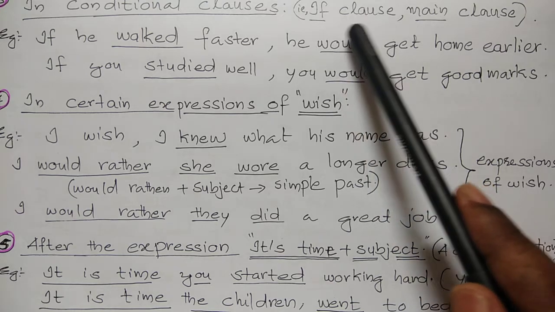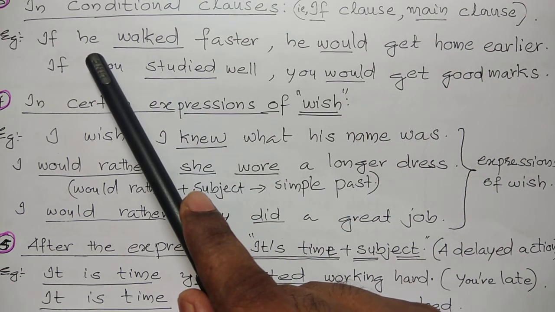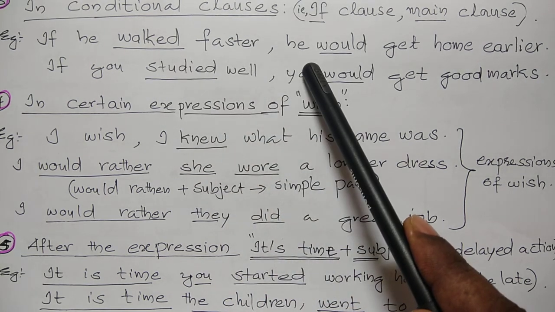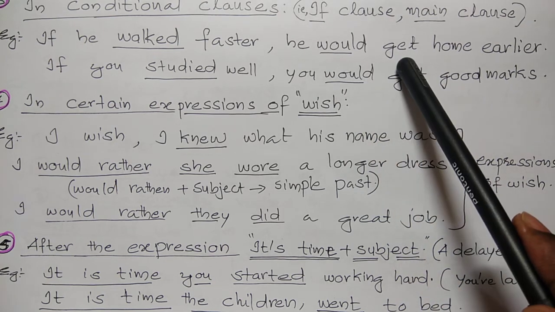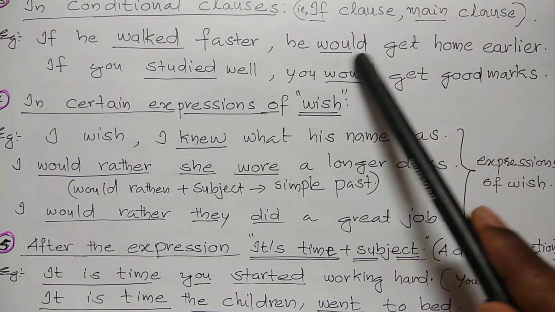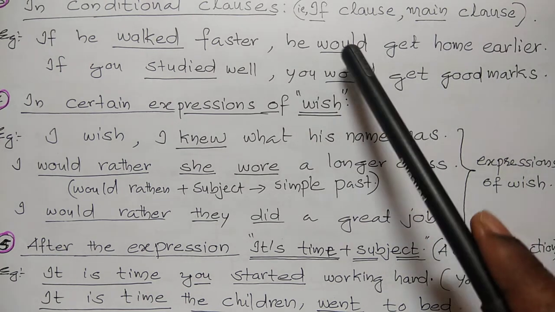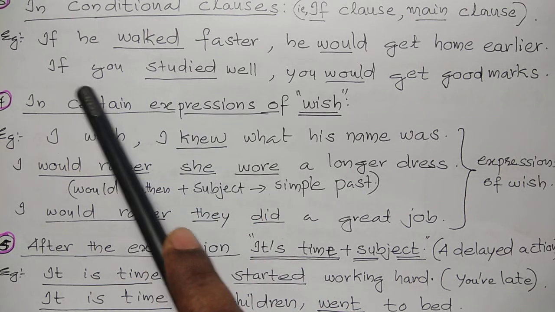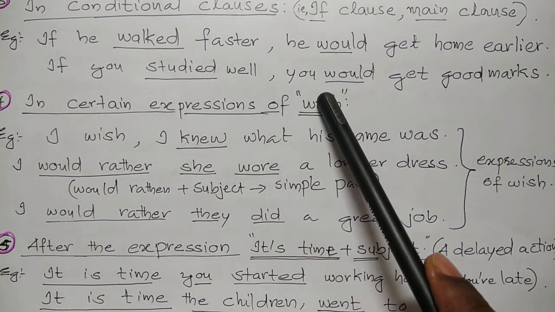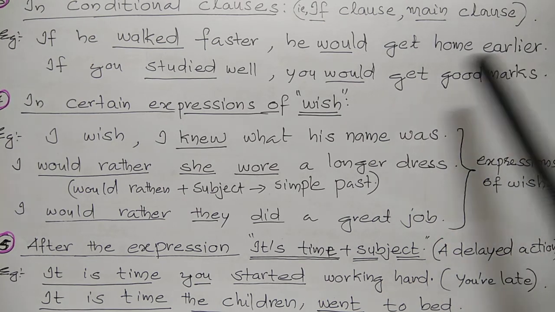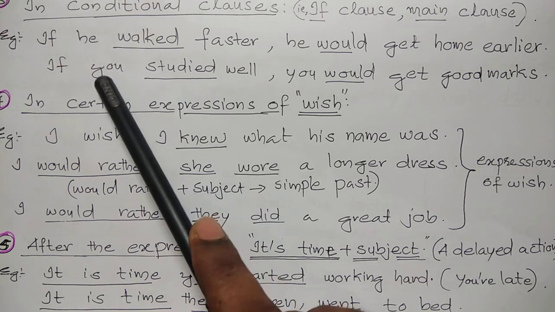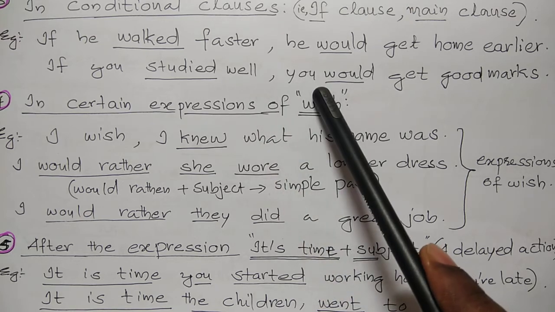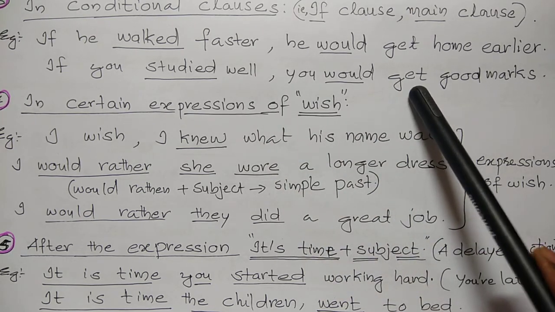So there are some rules for the if clause and main clause. If the if clause is in simple past, then in the main clause we use subject plus would plus V1 form of the verb. He would get home earlier. So in the if clause we use simple past. Another example. If you studied well, you would get good marks. Here we use simple past, you studied well. You plus would plus V1 form of get.